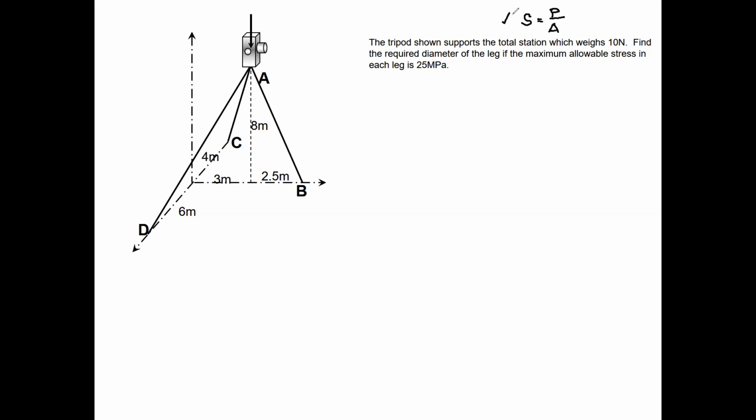If you're given the allowable stress in each leg, in order to solve for the diameter, which is all about the area, you need to solve first for P. So determine the force acting on each leg. Now, in order to determine the force acting on each leg, similar to what we have done in our truss, you need to pass a cutting plane and detach it from the support.